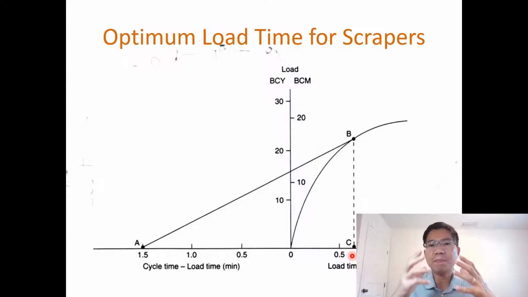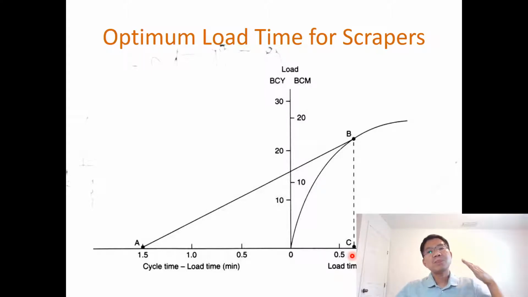It may not reach the maximum load capacity of the scraper, but overall it will give the maximum or optimal production for the scraper. Why is that? At the optimum, you have the production rate at maximum, and as I said earlier, the production rate is basically the slope. As you can see here, if the line is tangent, that will be the maximum slope, the maximum angle. If you go to the right or to the left, it will be less. That's why we get the optimal load time for the scraper.